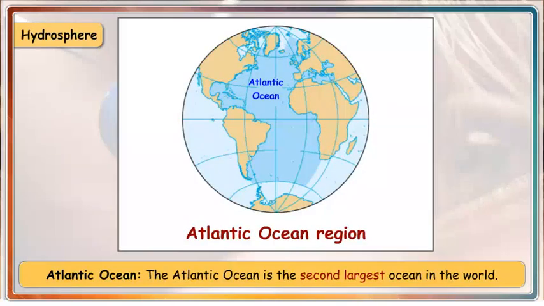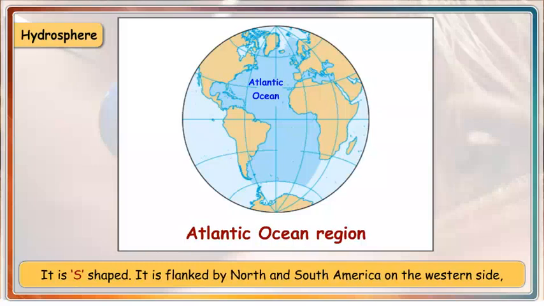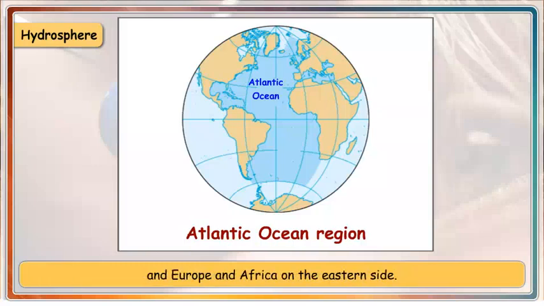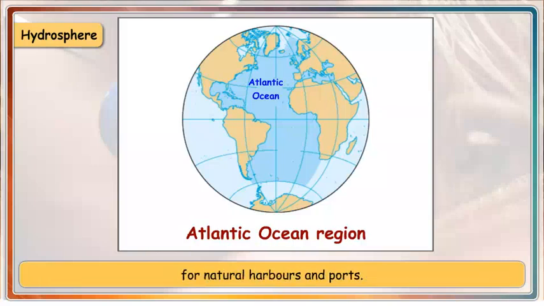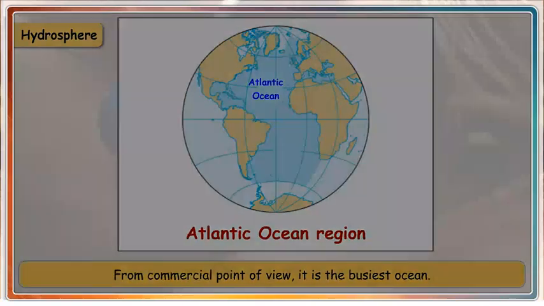Atlantic Ocean. The Atlantic Ocean is the second largest ocean in the world. It is S-shaped. It is flanked by North and South America on the western side and Europe and Africa on the eastern side. The coastline of Atlantic Ocean is highly indented, which provides ideal location for natural harbors and ports. From commercial point of view, it is the busiest ocean.